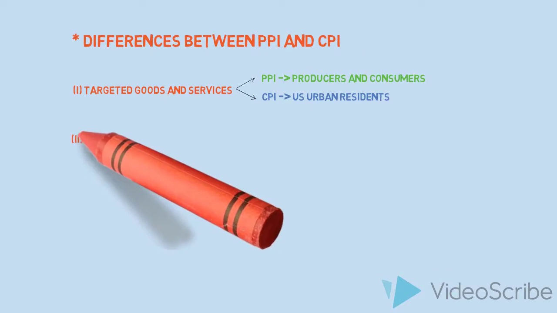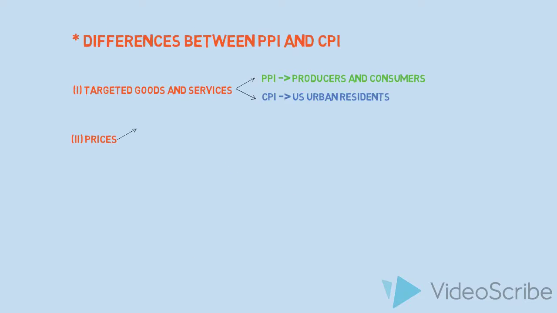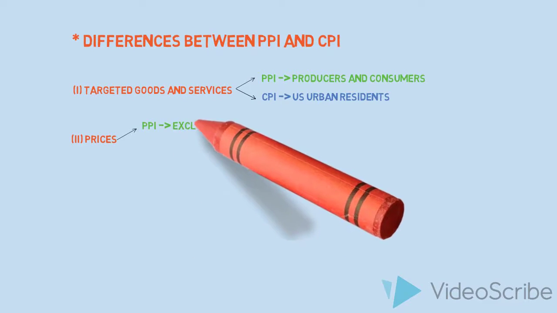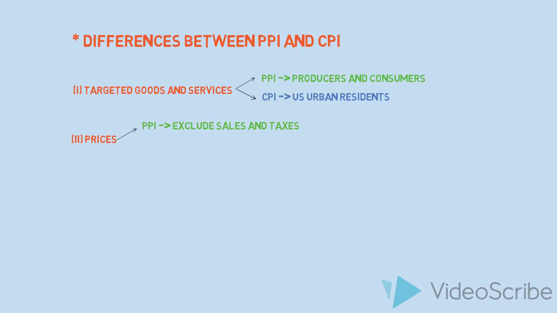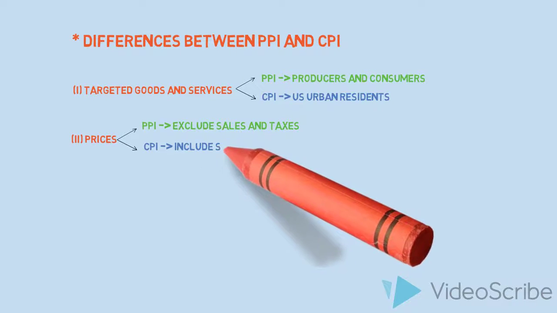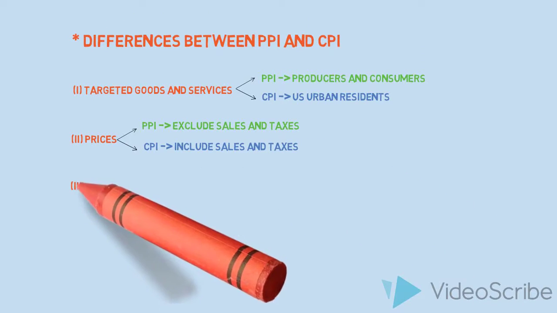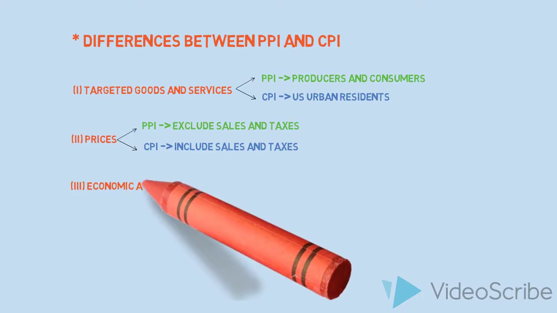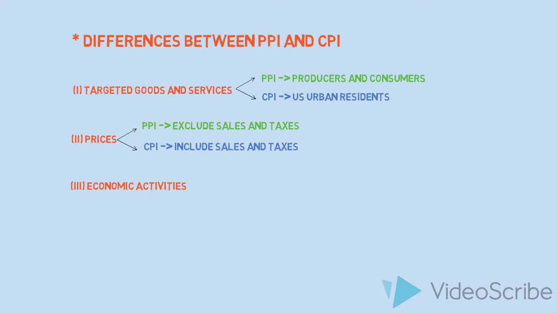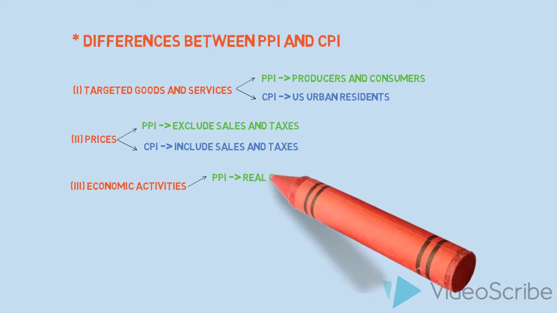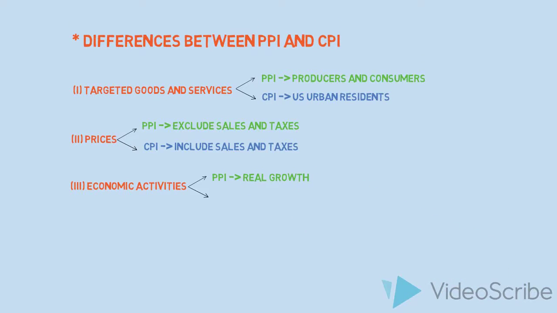The second difference is their prices. For PPI, sales and taxes are not included because the factors do not directly benefit producers, while CPI includes sales and taxes because they directly impact consumers. The third difference is that they show different aspects of economic activities. PPI is more for the real growth, while CPI is more for the cost of living.